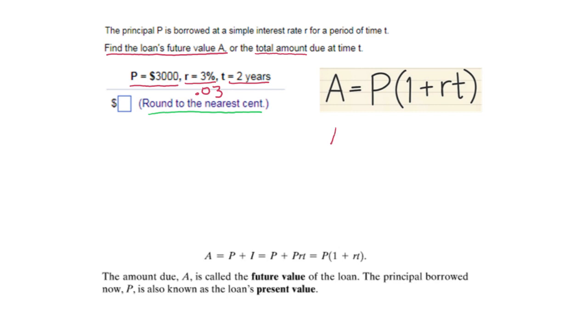I have A, this is what we're looking for, the future value, is equal to 3,000 times 1 plus my interest rate, 0.03, times T, which is 2 for 2 years. If you write this out correctly and place this in your calculator, you should come out with a nice monetary value. Just make sure it says round to the nearest cent, so I will show that cent.